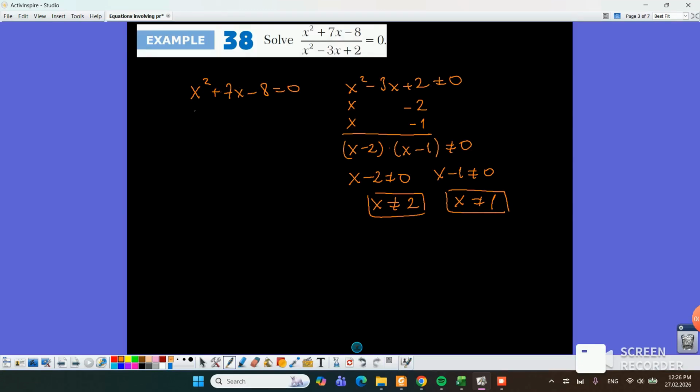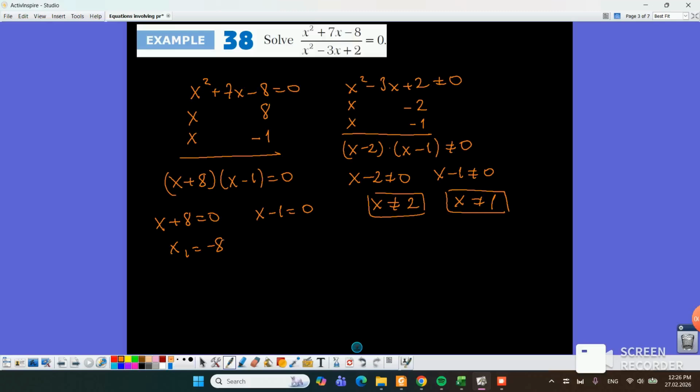Then I'm coming here to the numerator. So this one will be x and x. This is because I have 7 here. 8 and 1, this is minus 8, this is plus 7. So minus 1 I will do, 8 minus 1 is plus 7. So now factorization, x plus 8 times x minus 1 is equal to 0. From here I will find x plus 8 is equal to 0 and x minus 1 is equal to 0. From here x1 will be minus 8. x2 will be 1.